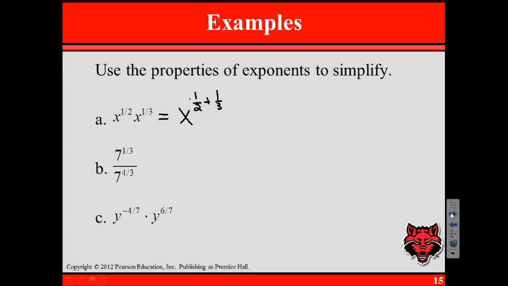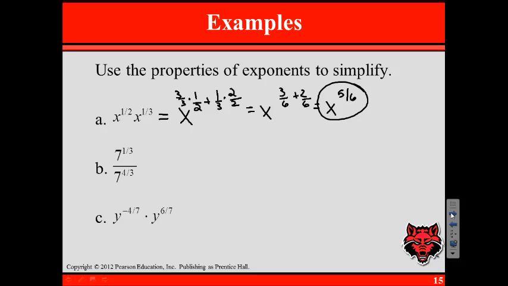To get a 6, we multiply the first fraction by 3 over 3, the second fraction by 2 over 2. And that gives us x raised to the 3 over 6 plus 2 over 6, which would be x to the 5 over 6 power. And it's okay to leave it in exponential form for these problems, unless otherwise stated. Let's try the next example.